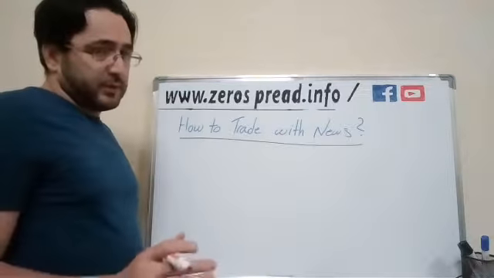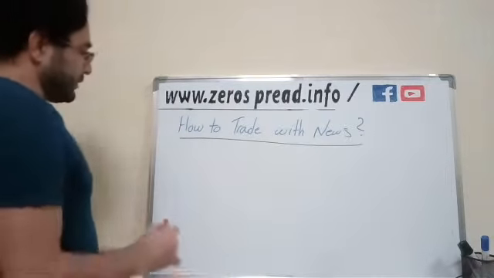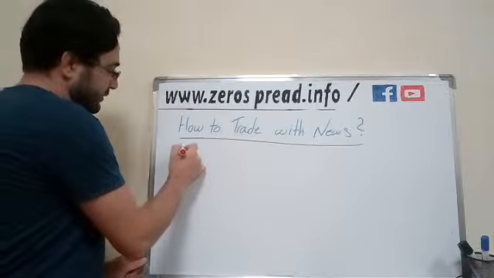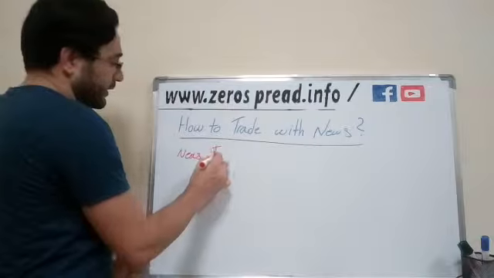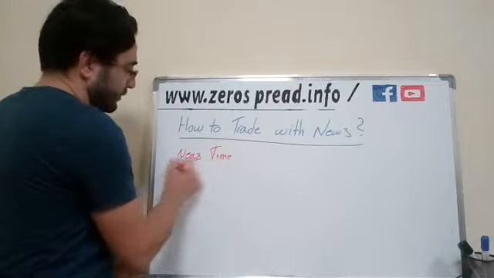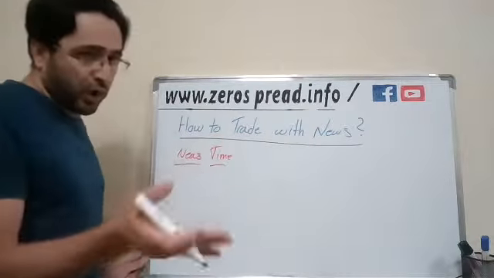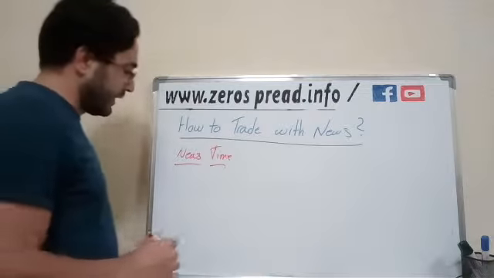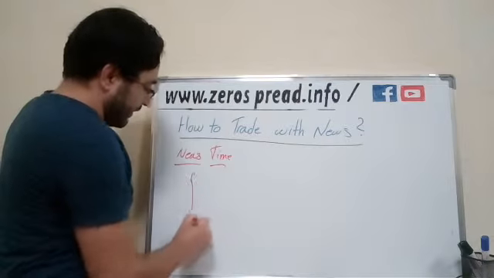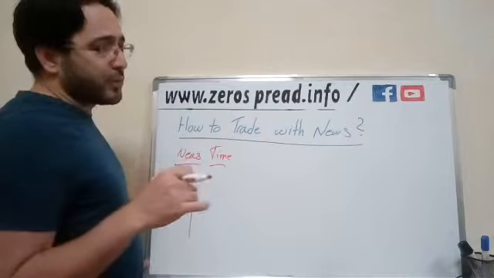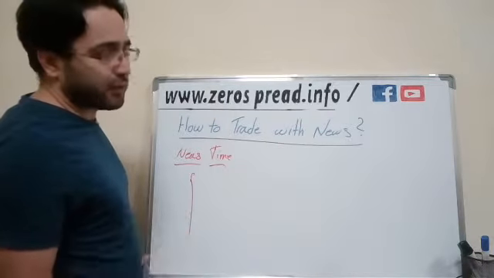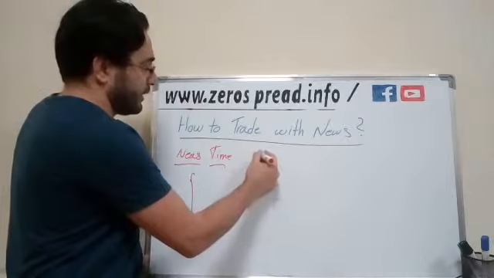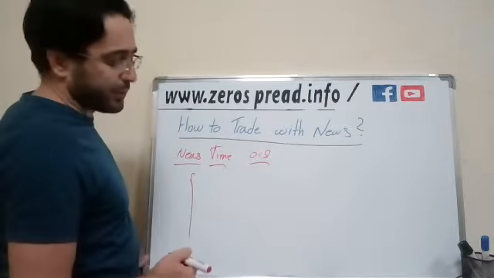How can you use it? First of all, make sure that you are checking the news times, the time of the news in your local time where you are trading, and have a chart for that. Find out the most important news for you based on the symbols that you are trading. For example, if you are trading oil, what news is important for you?